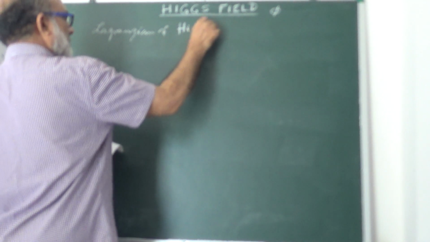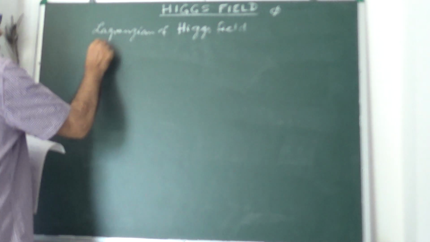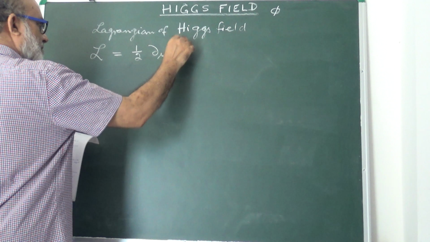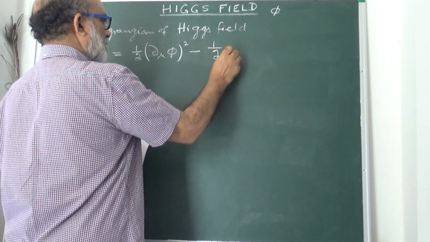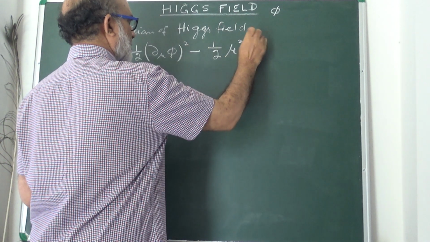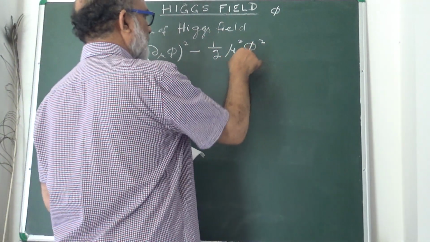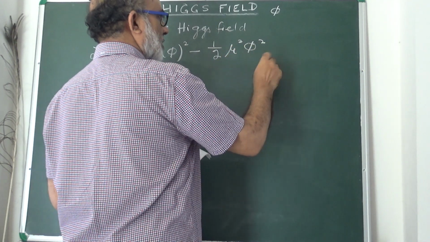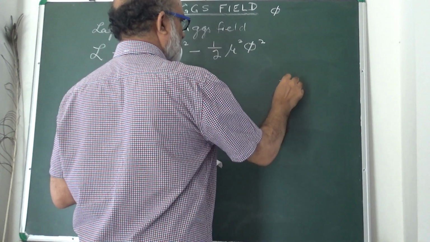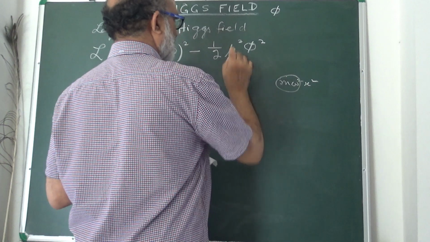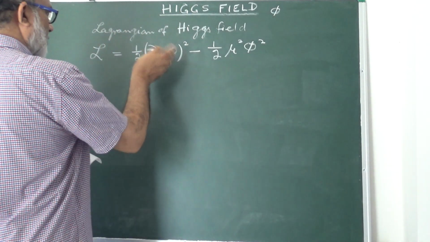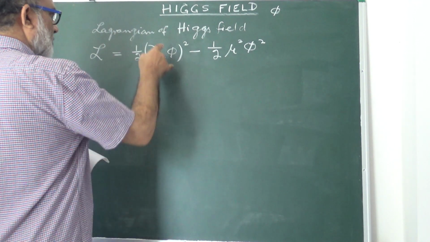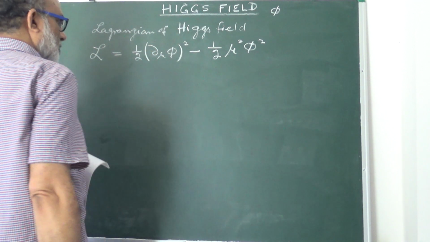The Lagrangian of the Higgs field is the kinetic energy part, which is 1 by 2, minus the potential energy part. In the potential energy for a particle we have half m v square, half k x square, where k is equal to m omega square. And that is half m v square. The velocity means the variation of space with time; here it is the variation of the field with space and time, both.